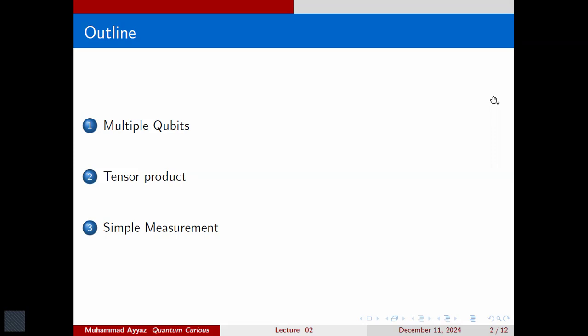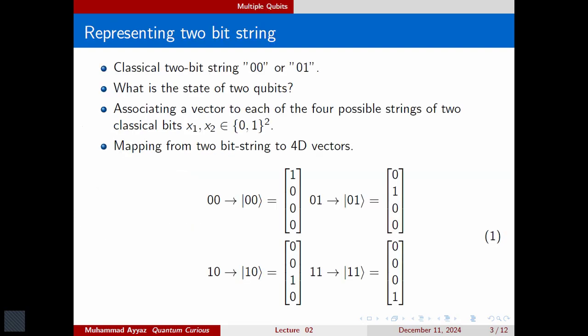For instance, understanding how to work with multiple qubits is crucial for describing entangled states, which are key to secure communication in QKD. By the end of this lecture, you will have a clear grasp of how to describe multiple qubit systems mathematically and how measurements reveal quantum information. So let's start with the concept of multiple qubits.